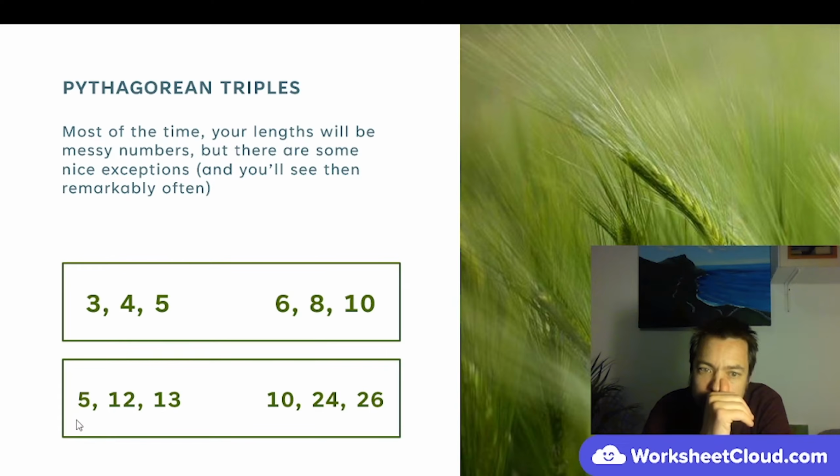This one is probably the only other one you'll come into contact with quite often. It's 5, 12, 13. So 5 squared is 25. 12 squared is 144. 13 squared is 169. And if you're good at your mental arithmetic, 25 plus 144 is 169. So that would be your hypotenuse, and these would be your other two sides. And likewise, multiples of this also work.